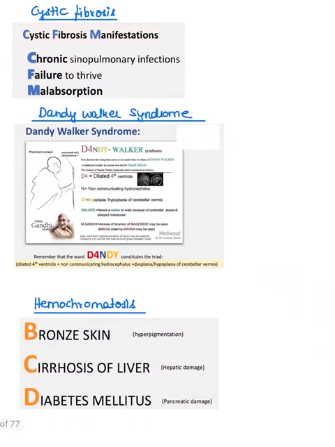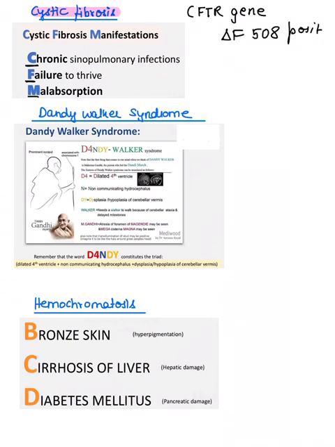Okay. Now coming on to the cystic fibrosis. You know cystic fibrosis is a defect in CFTR gene, that is cystic fibrosis transmembrane regulator gene located at the delta F508 position. Okay guys, so what happens? So you can remember it as cystic fibrosis manifests as: C is for chronic sinopulmonary infection, F is for failure to thrive, and M is for malabsorption.